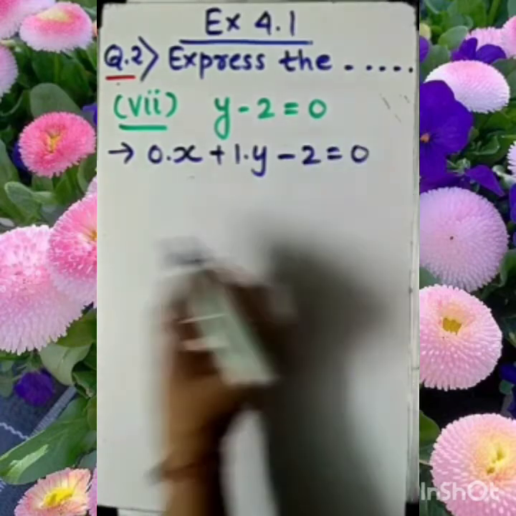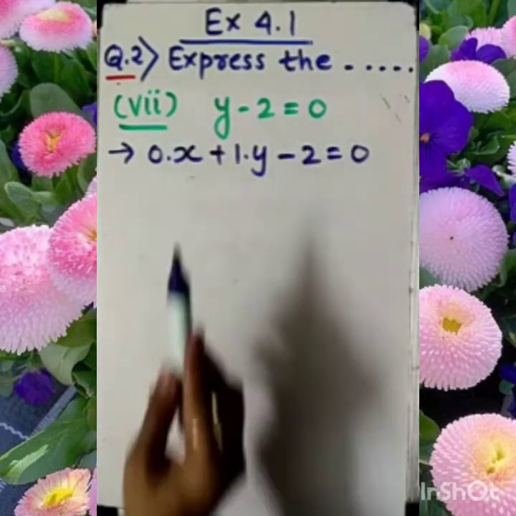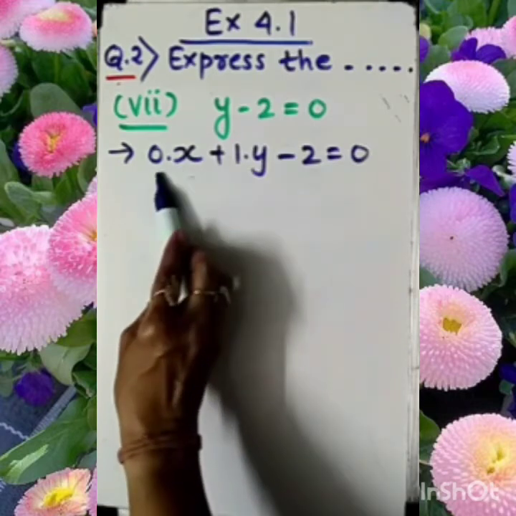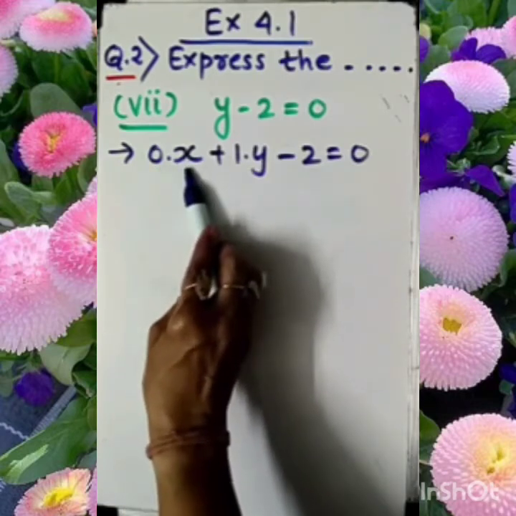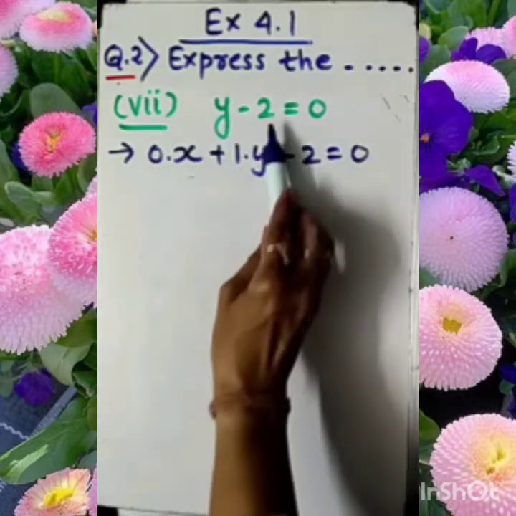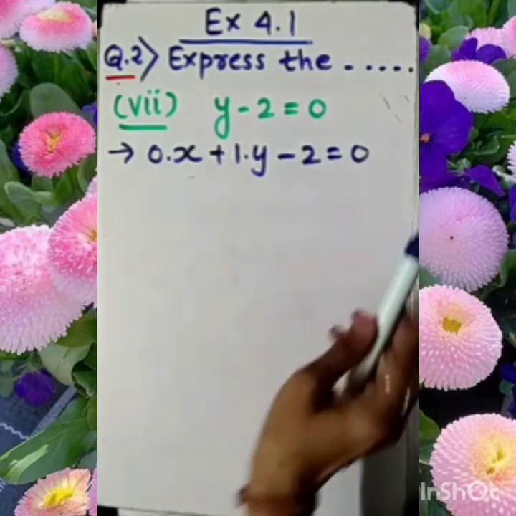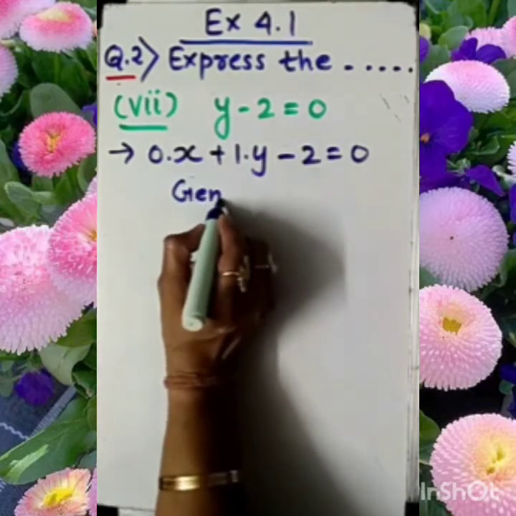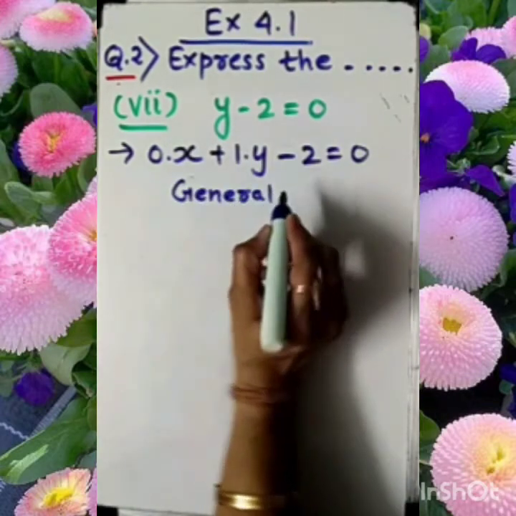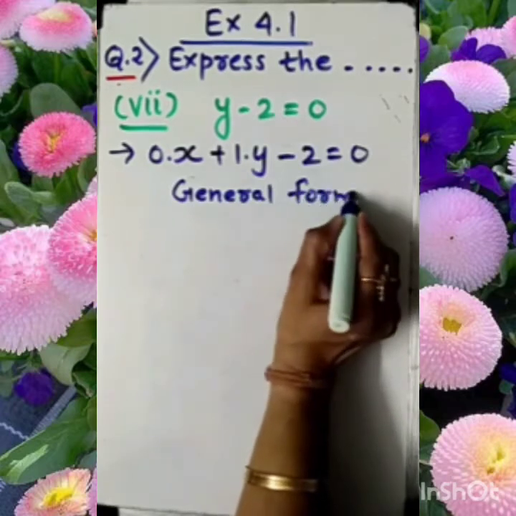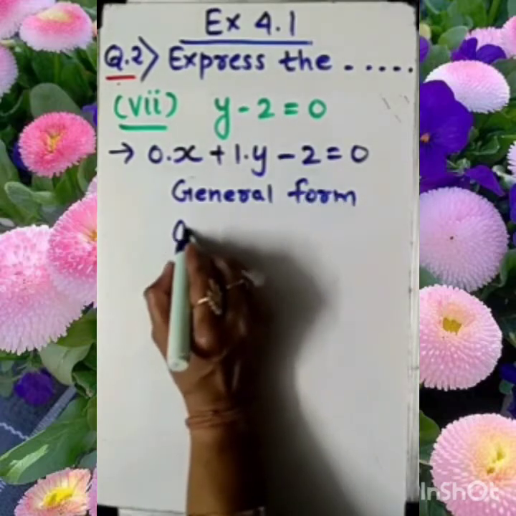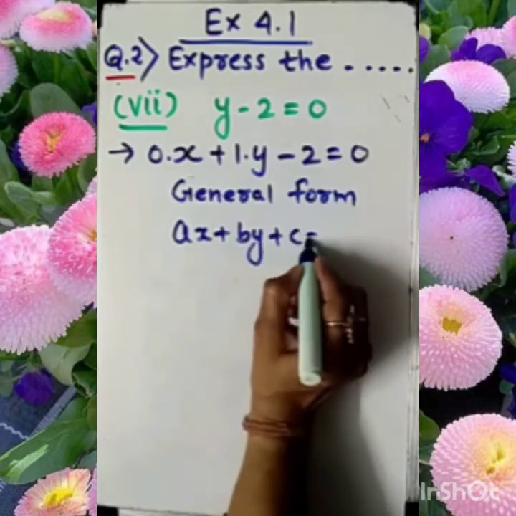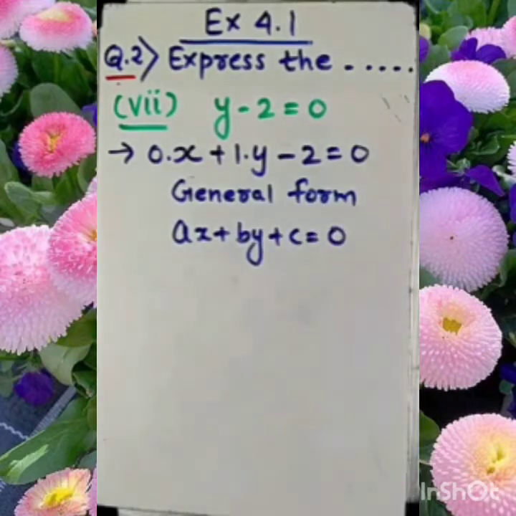Fine. So this is the general way. As we are not given the coefficient of x, we are mentioning it here as 0x. Here y, 1 into y. This is minus 2 equal to 0. Now, as usual, you know the general form. Let's work on the general form. What is the general form of the linear equation? ax plus by plus c equal to 0.